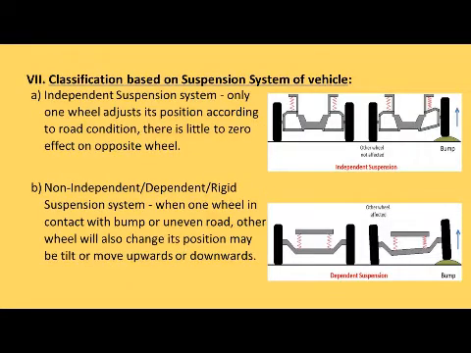Now the next classification of vehicle, which is based on the suspension system of the vehicle. Here we have two types. One is independent suspension system, where only one wheel adjusts its position according to the road condition. There is little to zero effect on the opposite wheel.